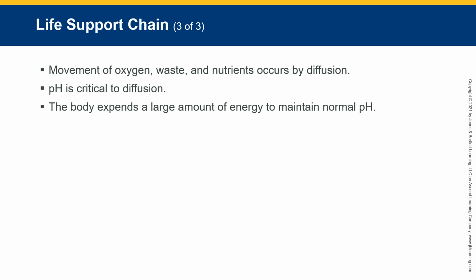The movement of oxygen, waste, and nutrients occurs by diffusion. pH is critical to diffusion. What is diffusion? We talked about it earlier. From what to what? It goes from high to low.